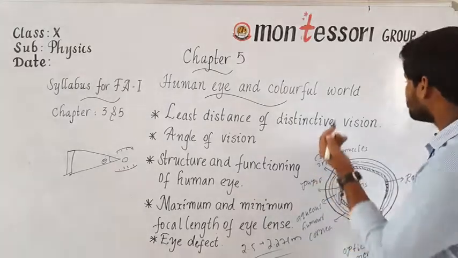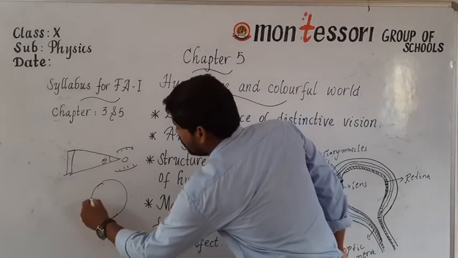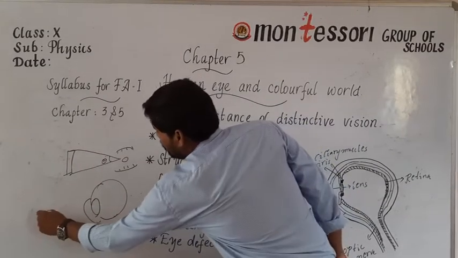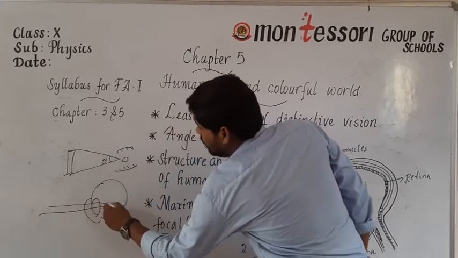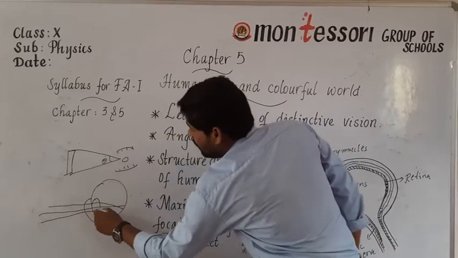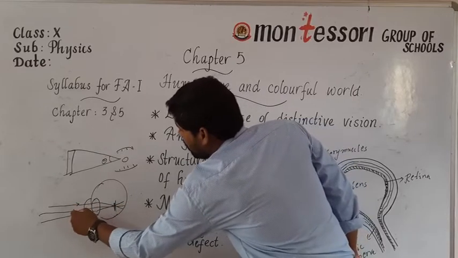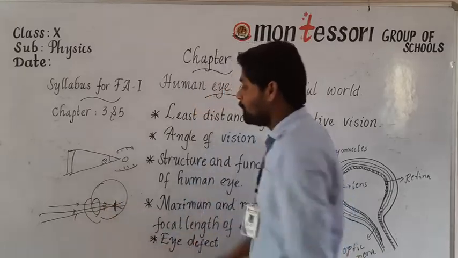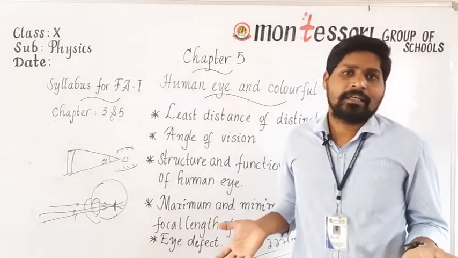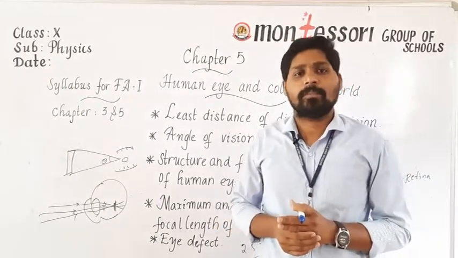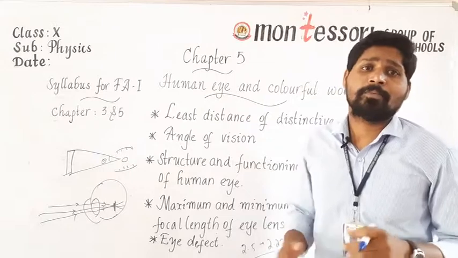Once you see here, for example, the object is present at infinity. The rays coming from the object, after refraction, intersect or meet before the retina. In such conditions, the image will not be formed on the retina, and the people cannot see the objects. Such an eye defect we call myopia.